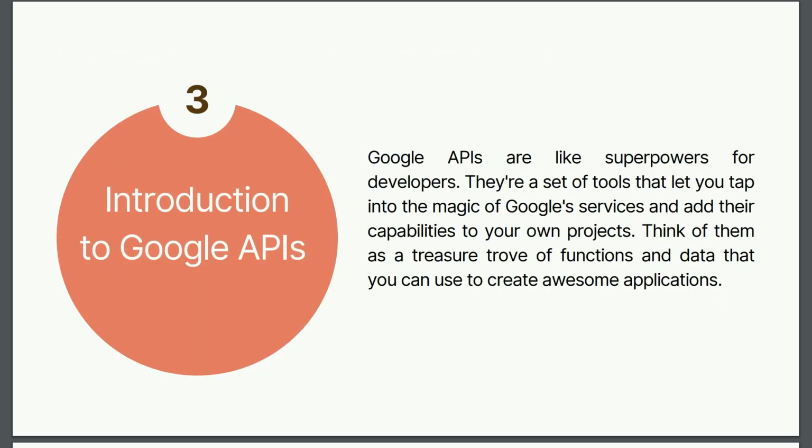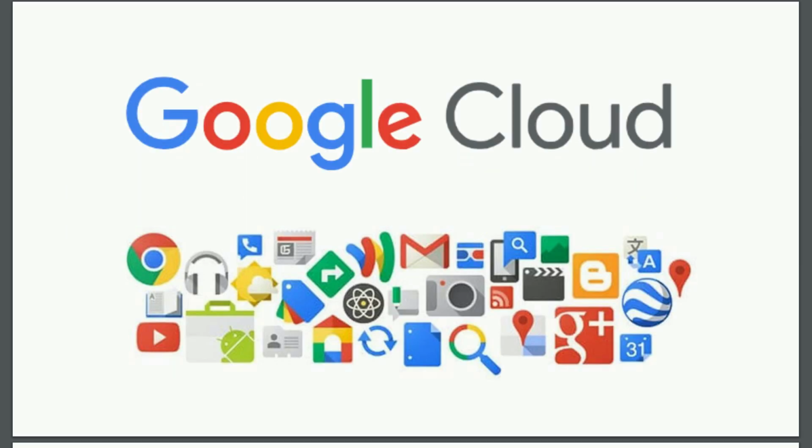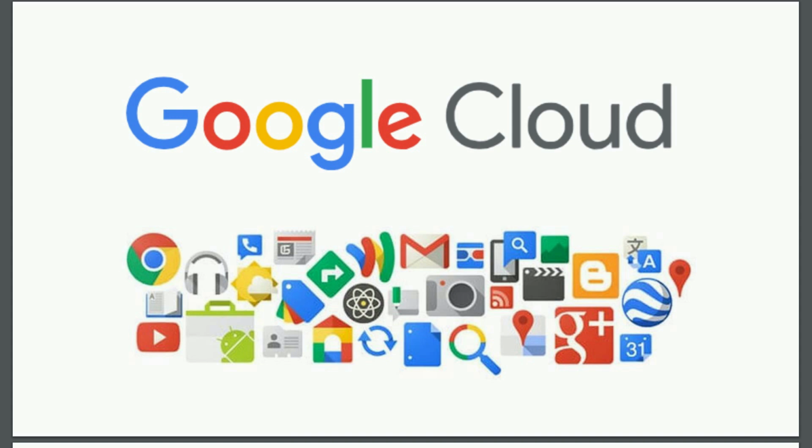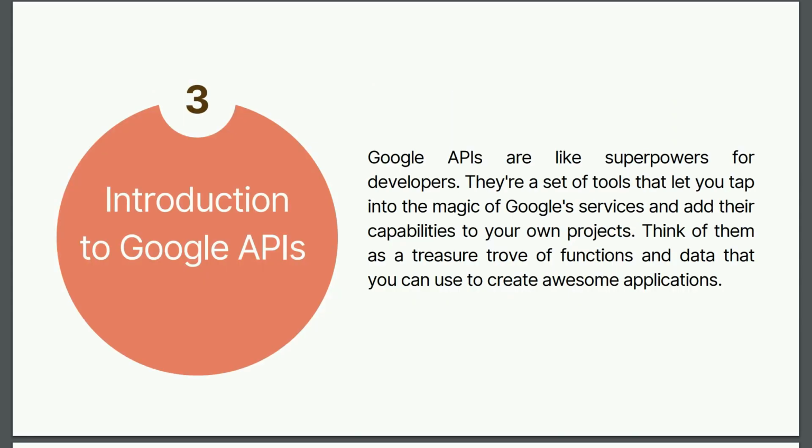Now you must be using a lot of Google apps in your day-to-day life, which includes Google Chrome, YouTube, Google Maps, Gmail, Google Documents, Google Sheets, Google Forms, and Drive, and much more. So Google has a lot of service apps which make our day-to-day life easy. It has a platform called Google Cloud, through which we can access all the Google apps as a developer. Google APIs are like a superpower for developers.